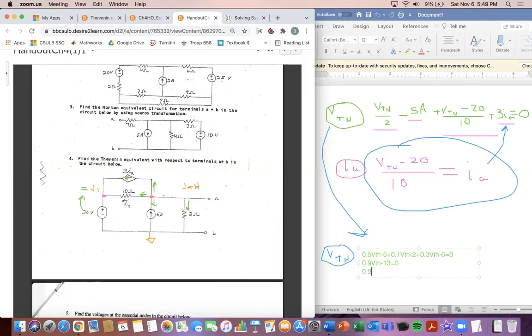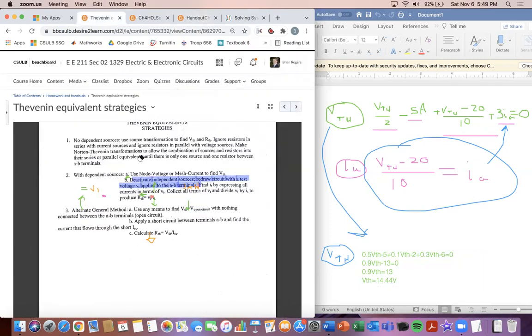So 0.9 VThev is equal to 13. Let's solve this. For my VThev value, 13 divided by 0.9 gives me 14.44. And that is going to be 14.44 volts. Now that I know the value of VThev, I need to find the value for RThev. Going back to his worksheet here, we found the node voltage. So we did all of part A here to find the VThev.